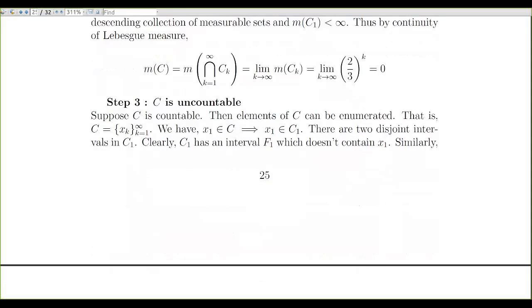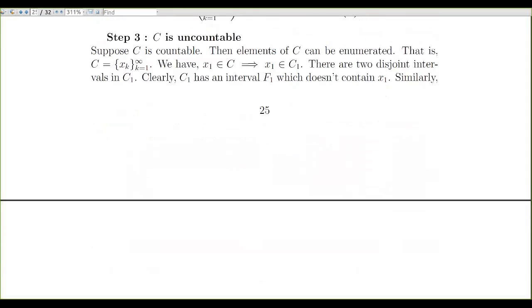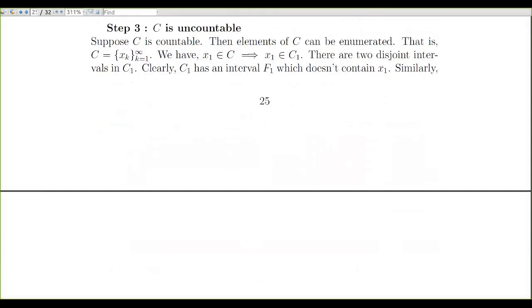Now we come to the last part. We prove that the Cantor set is an uncountable set. Suppose the Cantor set is countable. Then we can assign a natural number to each element of the Cantor set. We can call them x1, x2, x3, etc. So if the Cantor set is countable, then we can assign a natural number to every point in the Cantor set.